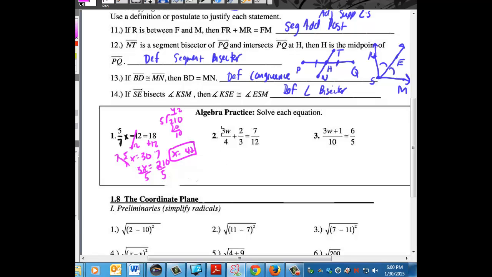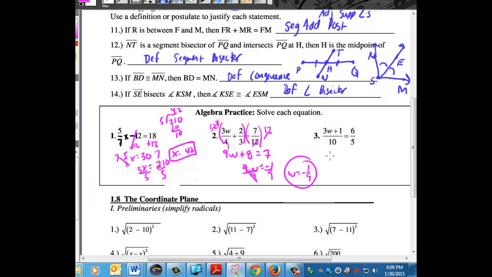On problem 2, the goal again is to eliminate all these fractions. Let's times both sides by 12. And I chose 12 because 4, 3, and 12 all go into 12. 4 and 12 reduce to 1 and 3. 3 times 3w is 9w. No more fractions. 3 goes into 12 4 times. 4 times 2 is 8. No more fractions. And then these 12s cross out and we get 7. 9w equals negative 1. And then divided by 9, w equals negative 1/9.